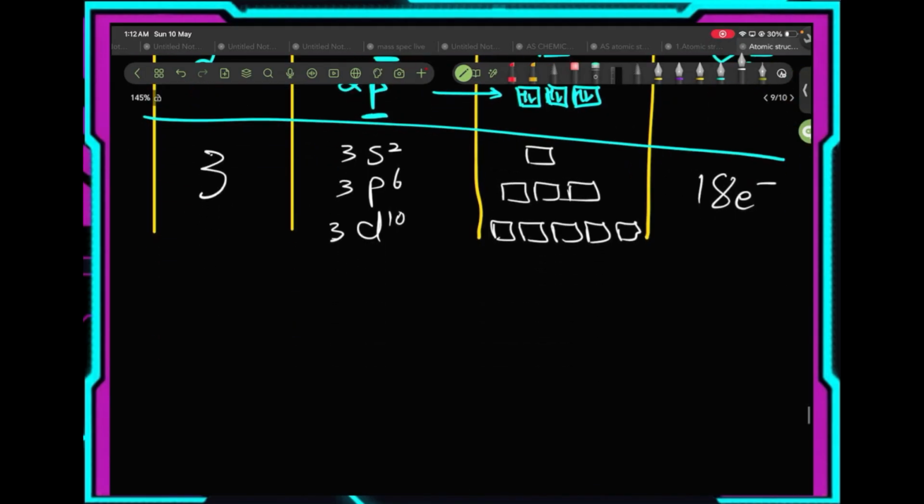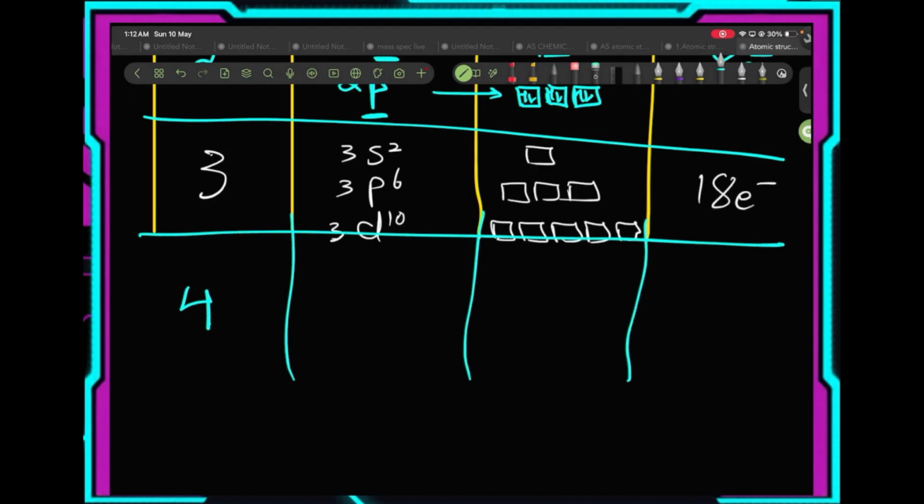Okay, and the fourth shell can accommodate 32 electrons. How many subshells does it need? It needs an s to accommodate 2, it needs a p to accommodate 6. Now there are a total of 8 electrons. Moving on to 4d, now you're at 18, and the remaining 14 would be in the 4f subshell.